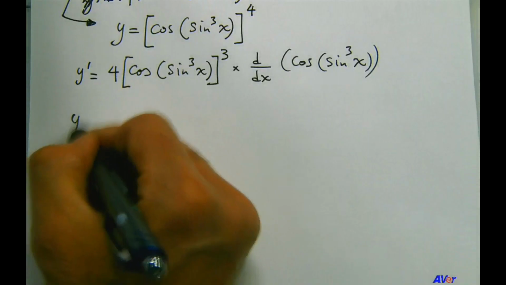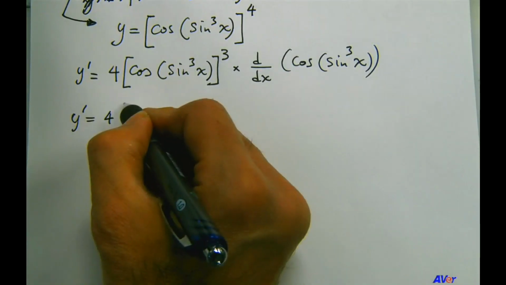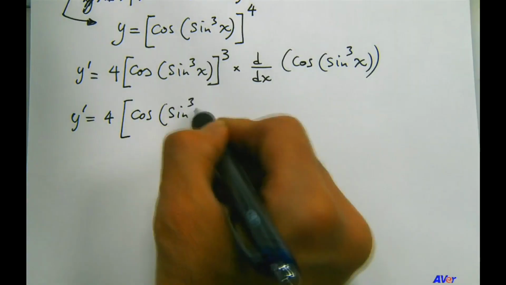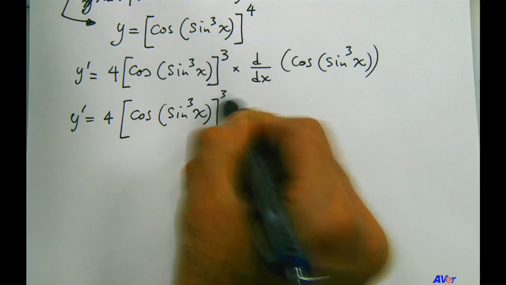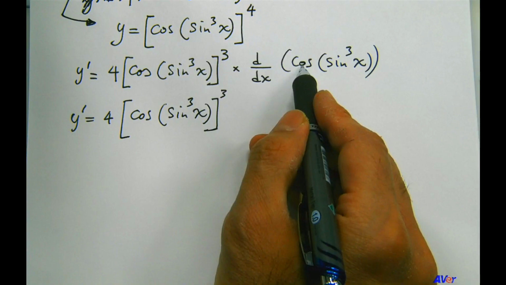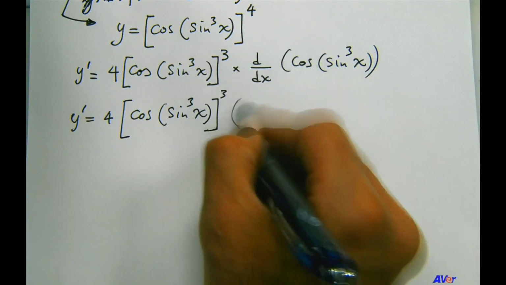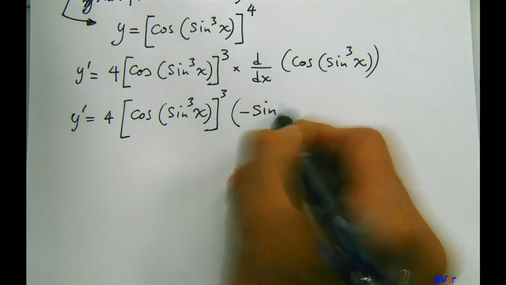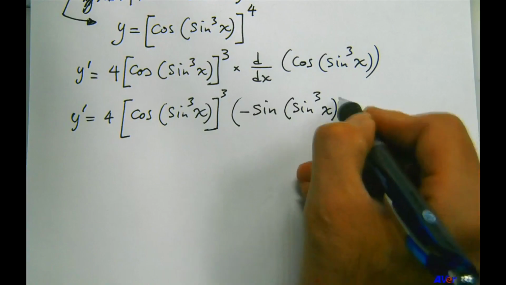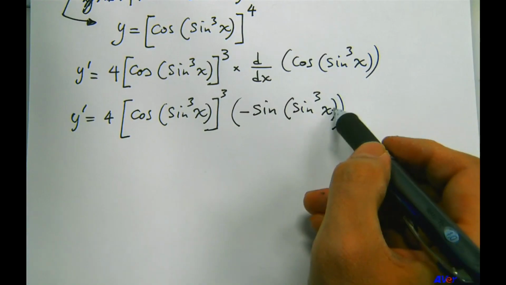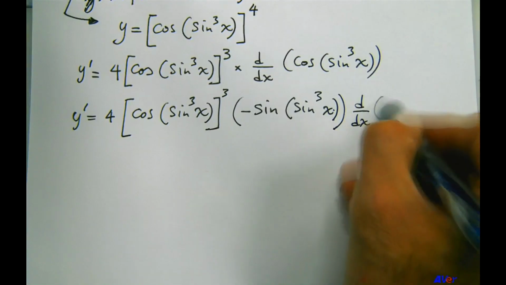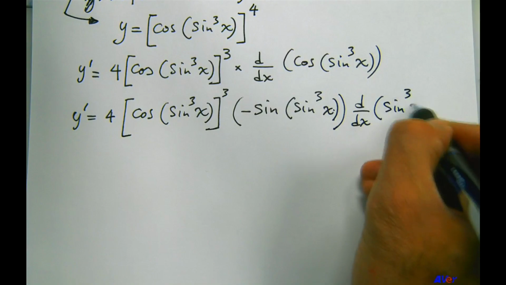So y prime is equal to 4 times all of that, cosine of sine cubed x, cubed, times the derivative of cosine, of course, which is minus sine, right? So times minus sine of all of that, times the derivative of the inside of the parentheses, so d dx of sine cubed x.